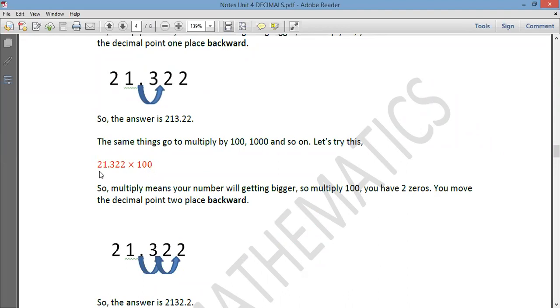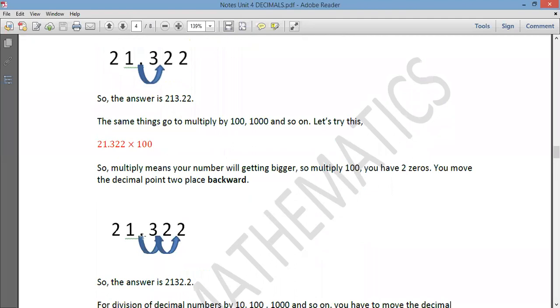Let's say you multiply 21.322 by 100. 100 has 2 zeros, which means you have to move the decimal point 2 steps backward. The decimal point is here at 21.322. 1, 2. So the decimal point will be here, and your final answer will be 2132.2.